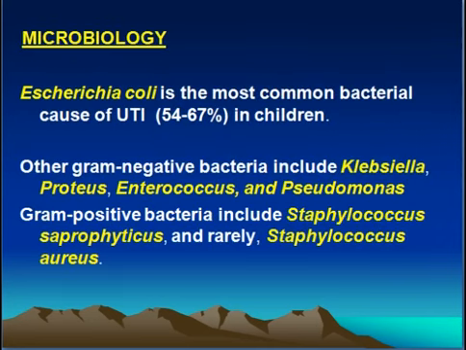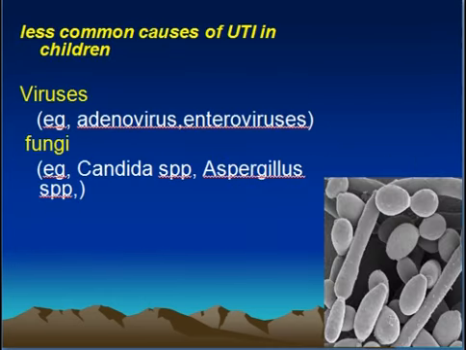Microbiology: Escherichia coli is the commonest microorganism responsible for UTI in children, in about 54 to 67%. Other gram-negative bacteria include Klebsiella, Proteus, Enterococcus, and Pseudomonas. Gram-positive bacteria include Staphylococcus saprophyticus and rarely Staphylococcus aureus. Less common causes of UTI in children include viruses like adenovirus and enterovirus, and fungi like Candida and Aspergillus species.